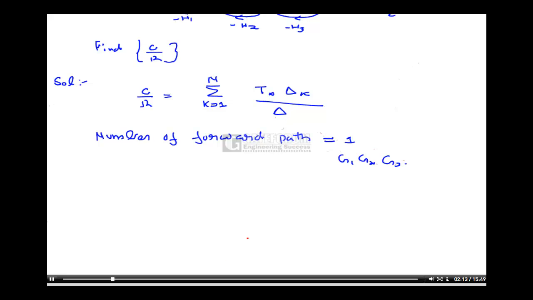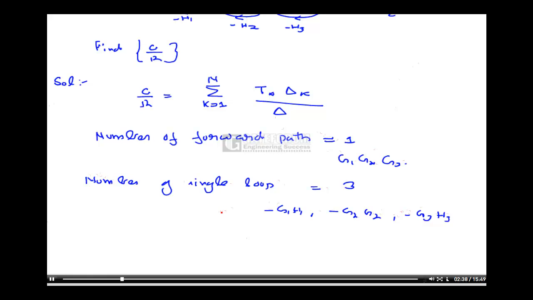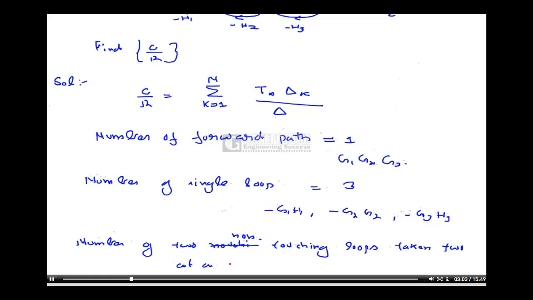Now looking at the number of single loops, there are three: minus G1 H1, minus G2 H2, minus G3 H3. Now the number of two non-touching loops taken two at a time is again one, that is equal to G1 H1 G3 H3.